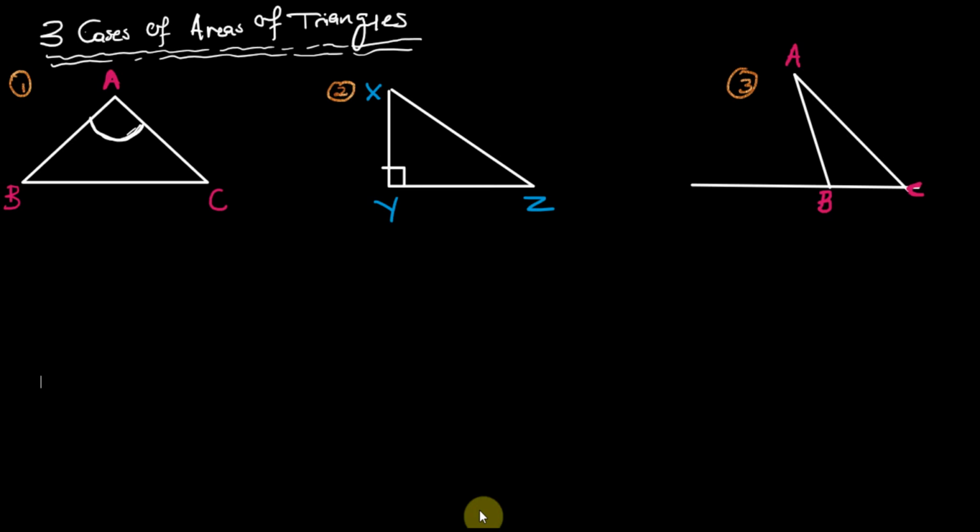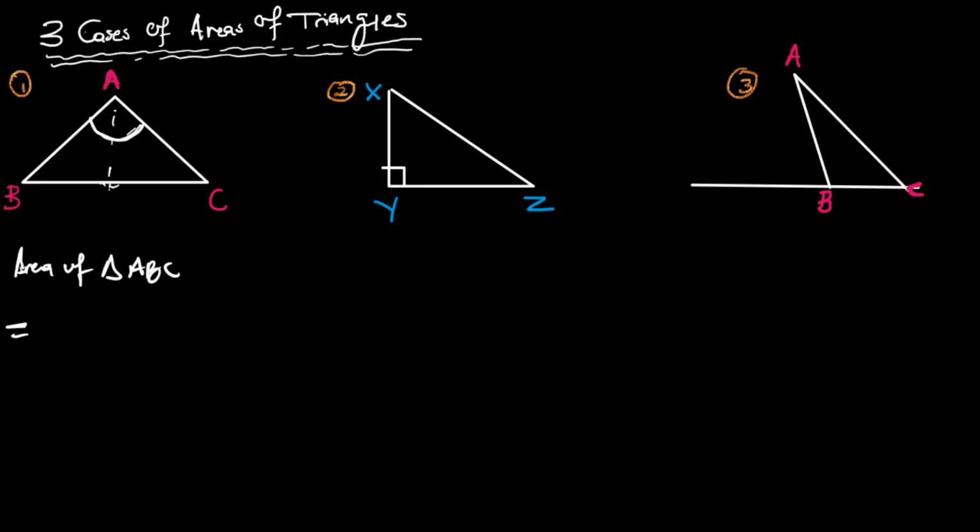In this video, we're going to be looking at areas of triangles, and then we're going to be looking at some examples on them. So looking at the first triangle, triangle ABC, we want to find the area of triangle ABC. For this, we use the area rule in this case.